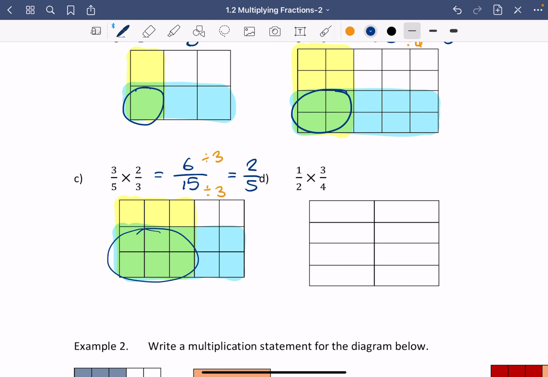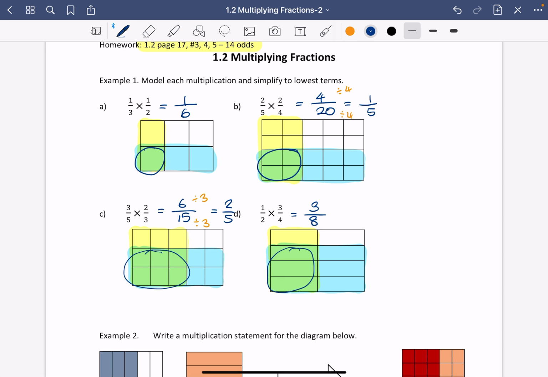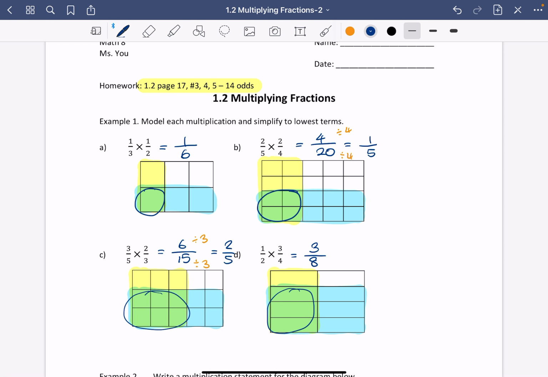Okay, last example. Half times 3/4. Half is half of this rectangle, and 3/4 will be something like that. Okay, so again, the overlapping area right here is equal to 3 out of a total of 8 pieces. Okay, so that's how we do fraction multiplications on a diagram.